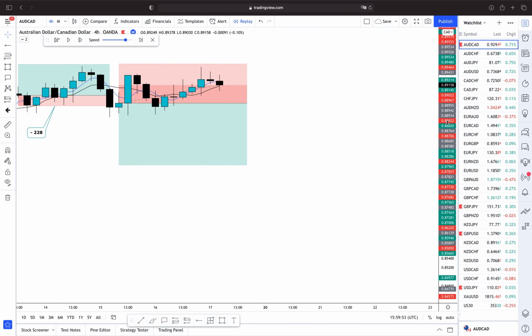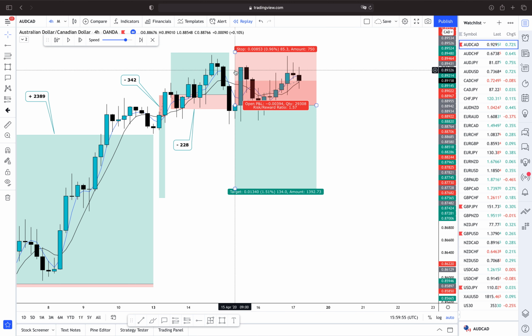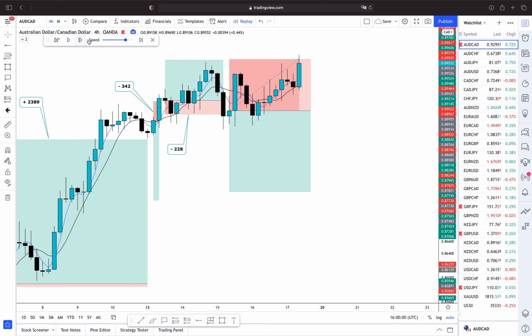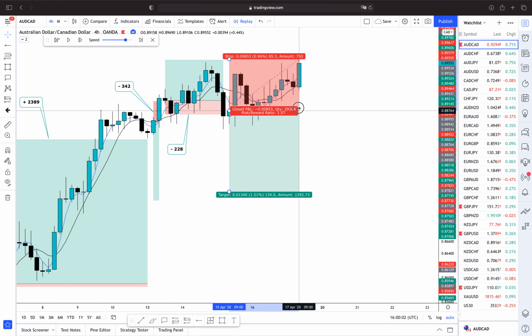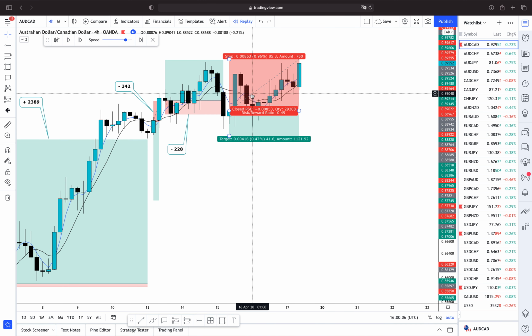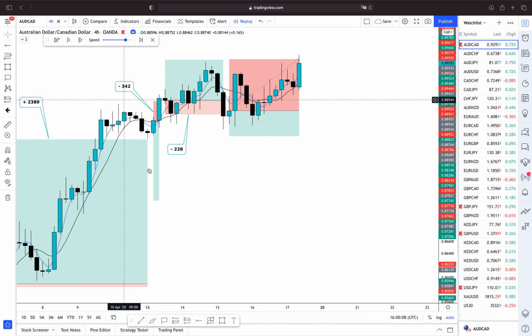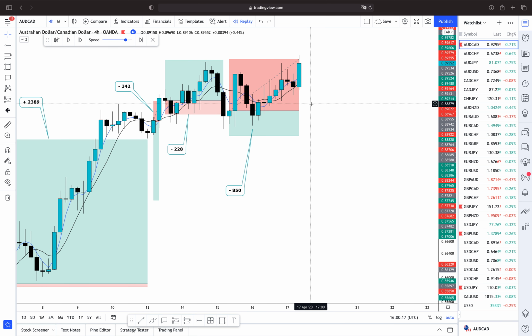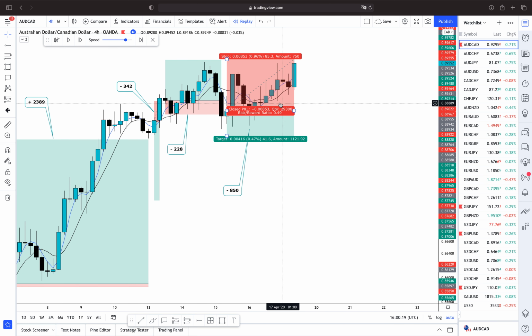Remember, this is the 4-hour time frame and I have lots of room over here. It has taken me out now. So this was another loss of 85 pips. Let me just note it. Minus 850.